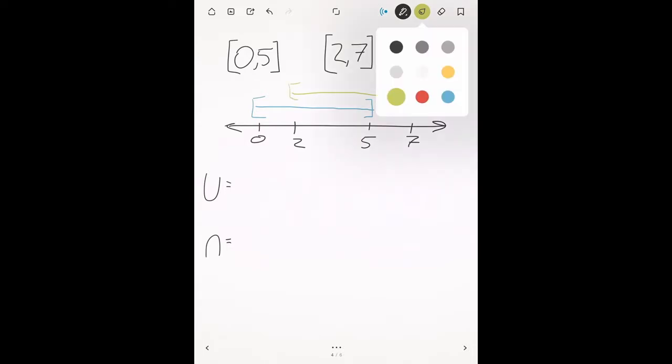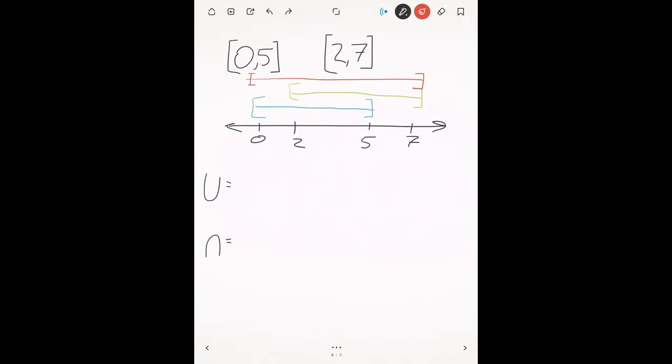So let's take a look at this, and let's start to see what's the union and what's the intersection. Now the union we said is everything, all the elements. So I want everything from 0 to 5 and from 2 to 7. Well, if we take a look at that, isn't the union then just all of the numbers in between 0 and 7? Isn't it just all of these numbers, every single one in between?